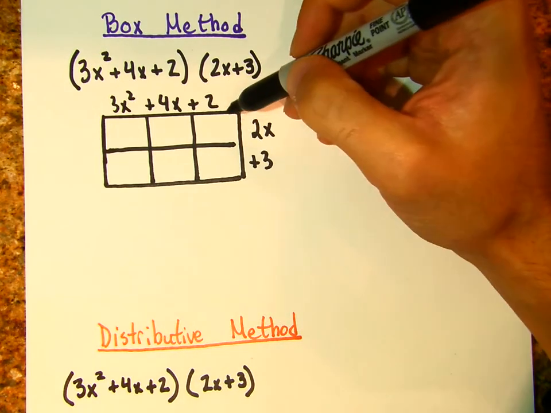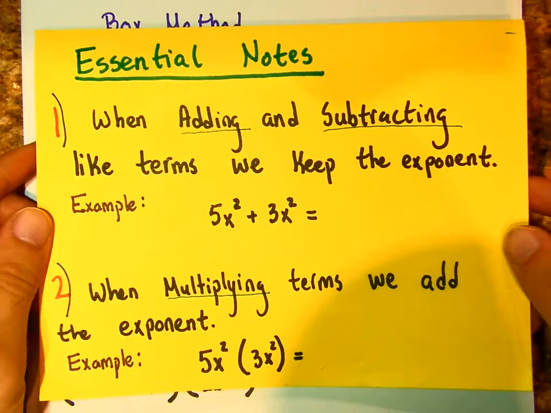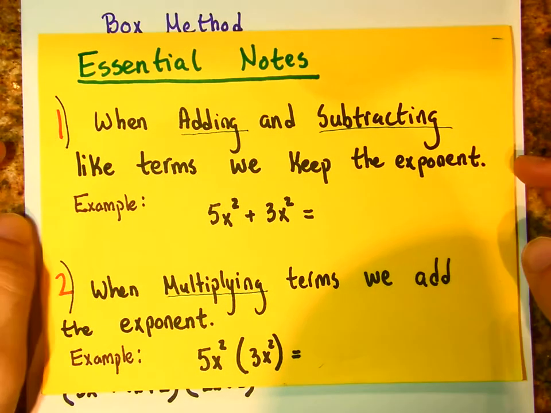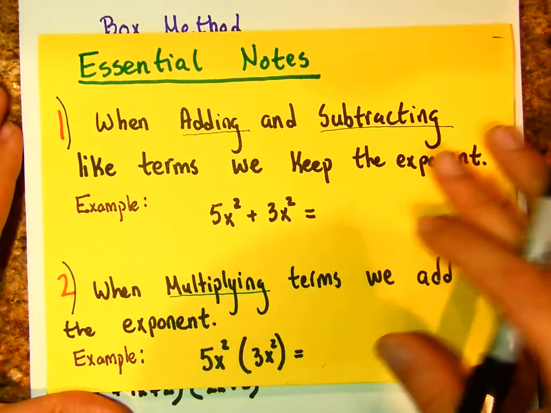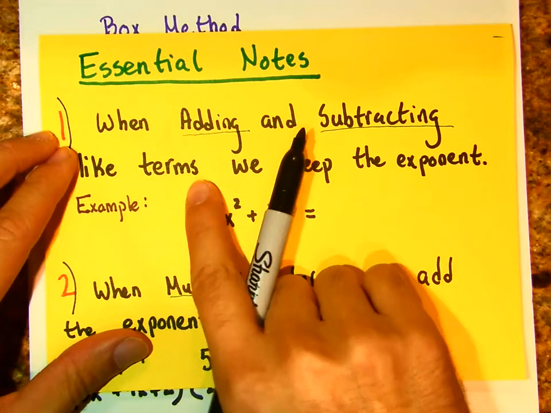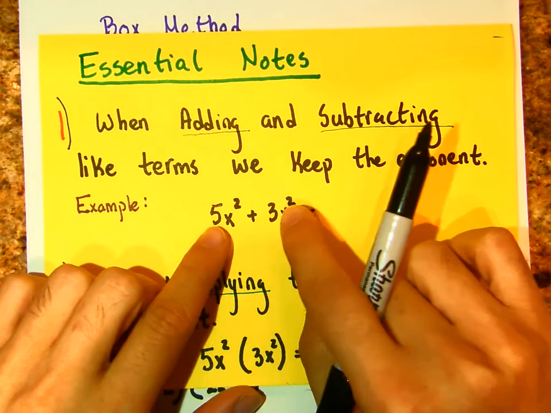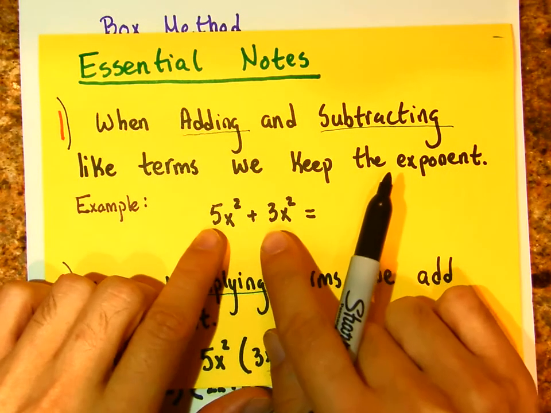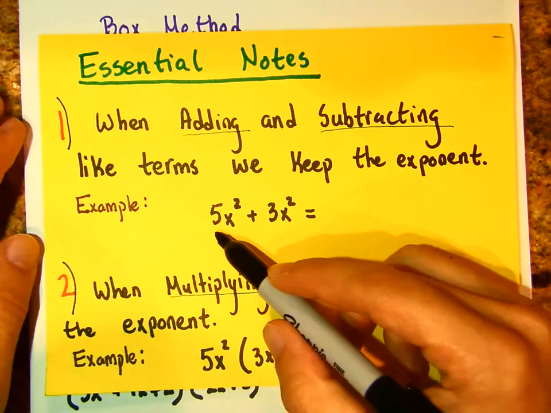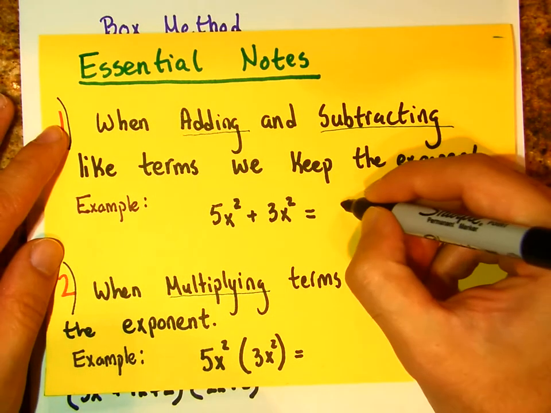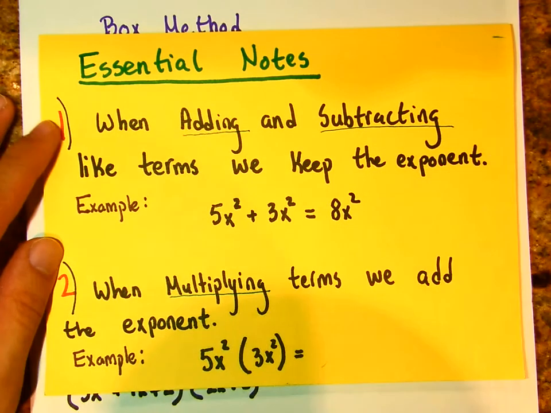But just a real quick essential note that we should have for this lesson, what I want you to do is pause the video and copy this. Last lesson we talked about adding and subtracting polynomials, right? Or adding and subtracting like terms. What was essential within that lesson is that when we add and subtract these terms, we keep the exponent, right? So this would be what? 5x squared plus 3x squared. It is not 8x to the 4th, yeah? It is 8x squared, okay?